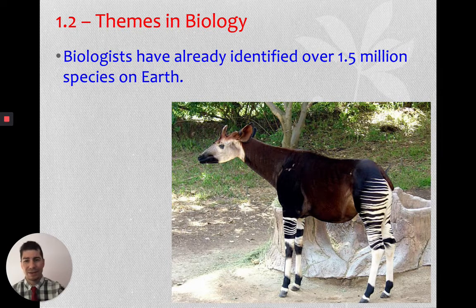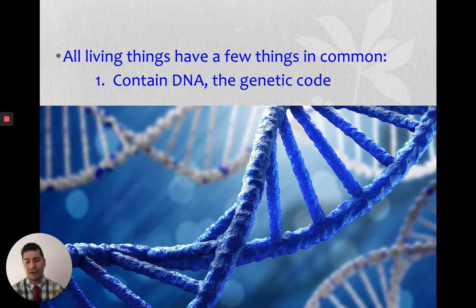But anyway, biologists have identified over 1.5 million species already on Earth. And with identifying all these species, we found some things that are common to every single one of these species. So it doesn't matter if it's a very small bacteria or if it's a human being. All these different organisms are going to share these things.